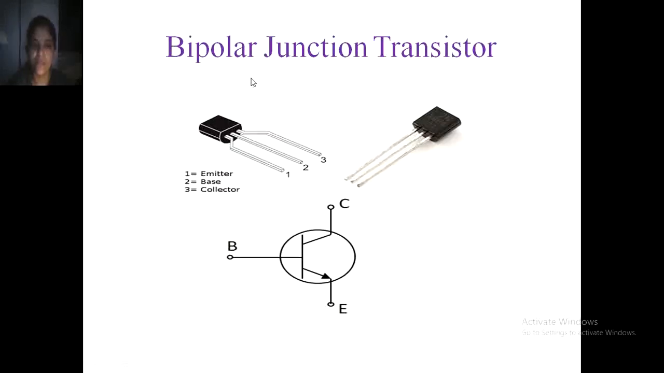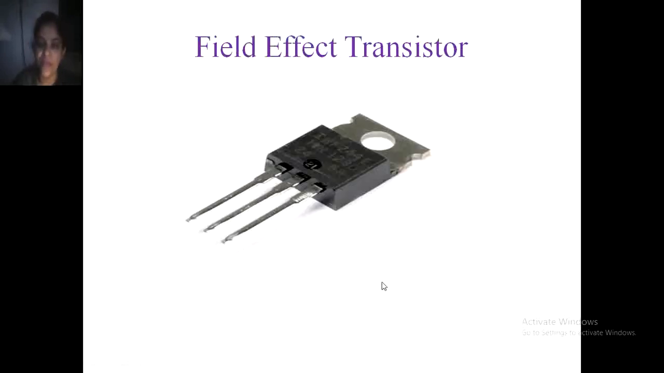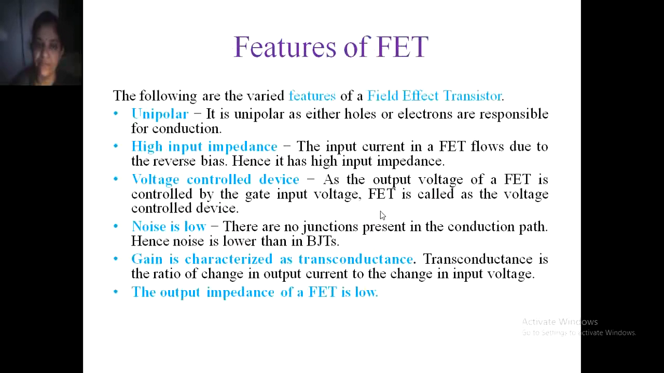First, let's focus on the BJT, the bipolar junction transistor, which has 3 terminals: emitter, base and collector. This is the symbol for the transistor. Then our syllabus starts with the field effect transistor. So this is our field effect transistor. Let us study the FET in detail.